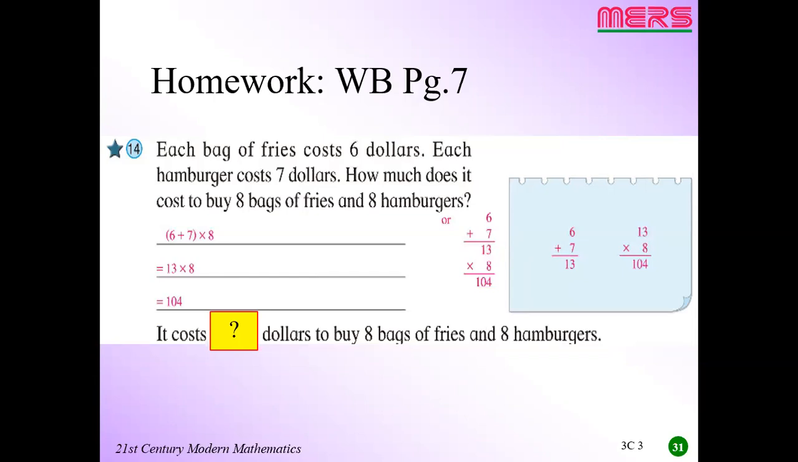Remember to write down your column form on your right-hand side. Okay, remember to write down your statement. It costs $104. Are you correct? Remember to finish all the questions from 1 to 14 in your workbook as well as your CL. Okay, we have just finished chapter 3 here today.